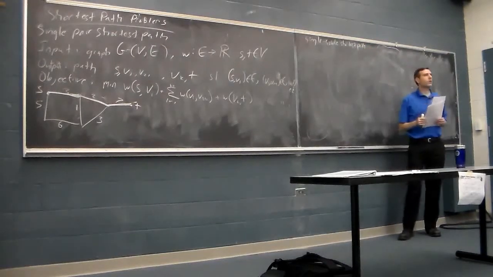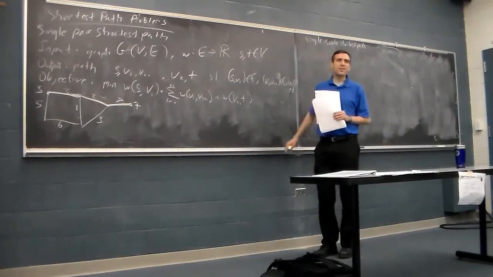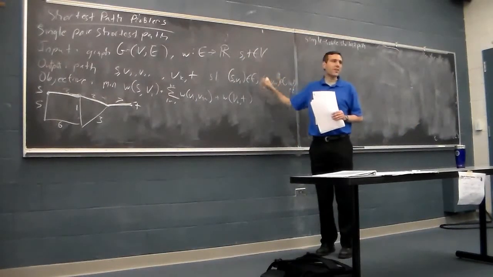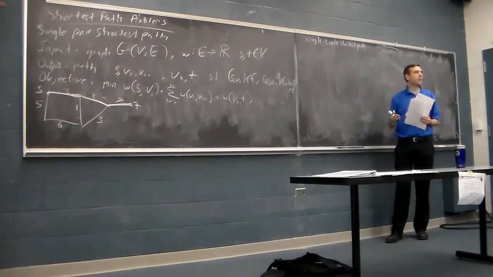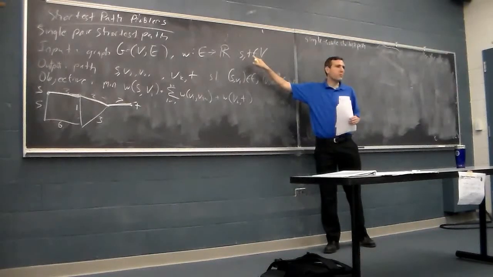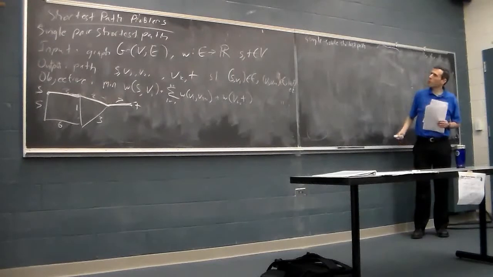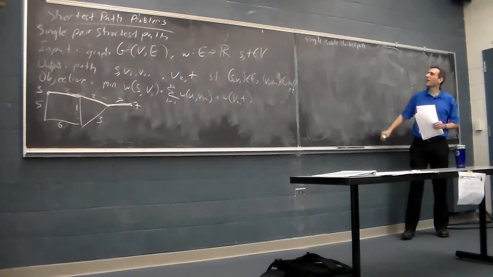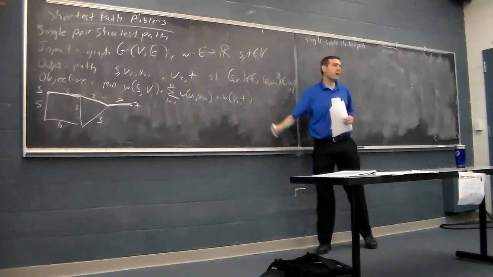So in a single source shortest path, we're basically doing the same thing, except instead of giving as input both a source and a sink, we give only a source, and we find the shortest path to every sink in the graph. So the shortest path from S to V for every V in the vertex set. And it turns out that in the worst case, at least, it's just as easy or just as hard to find the single source shortest path as it is to find a single pair shortest path.